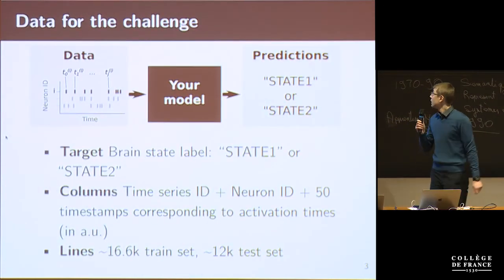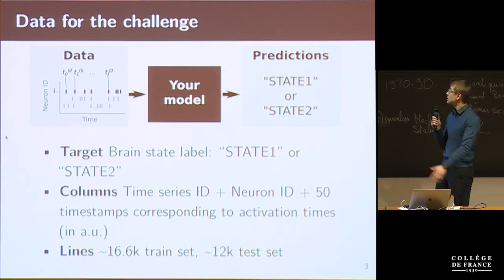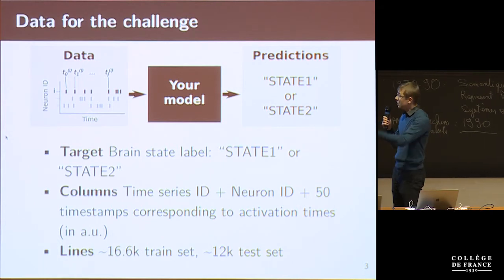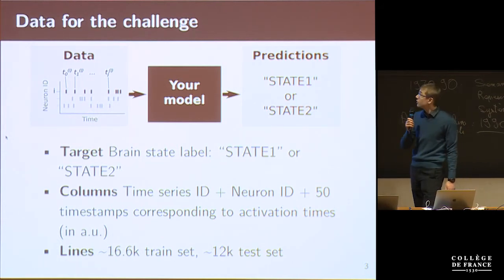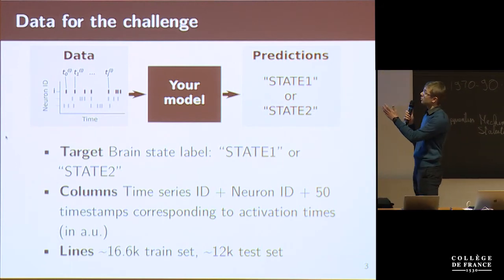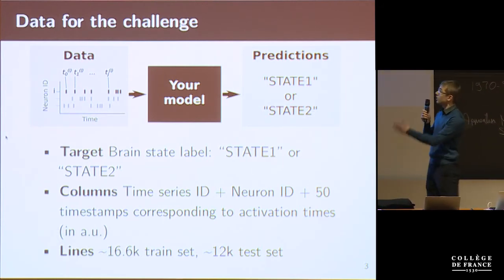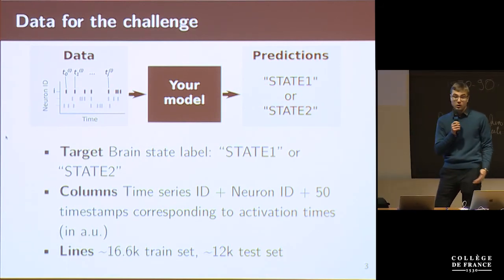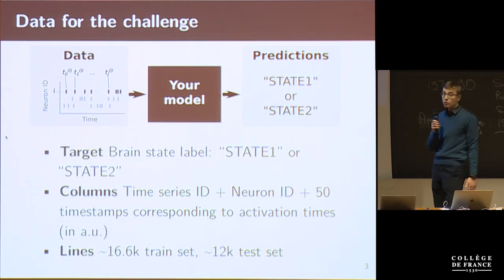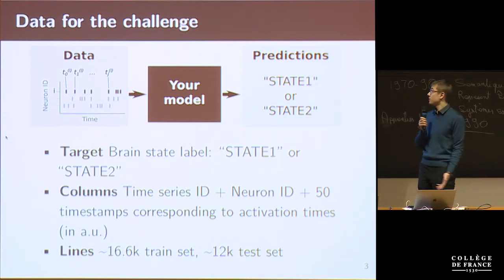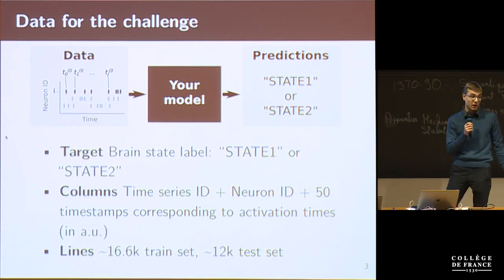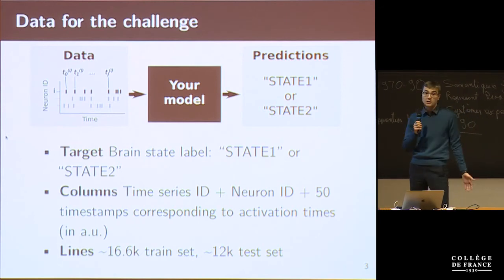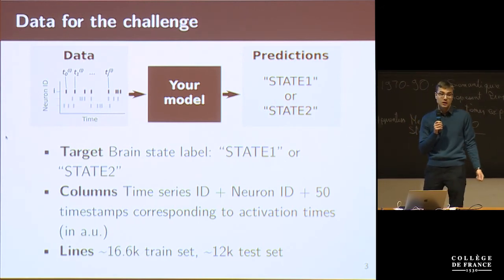On the upper part of the slide, you see the scheme of the workflow that you are going to have. You have data from different neurons. For each neuron, let's say neuron i, the one in black, you have a sequence of activation times. Then in your model, you're going to use this to predict the state label, whether it's state 1 or state 2. So your target variable is just a label, state 1 or state 2.